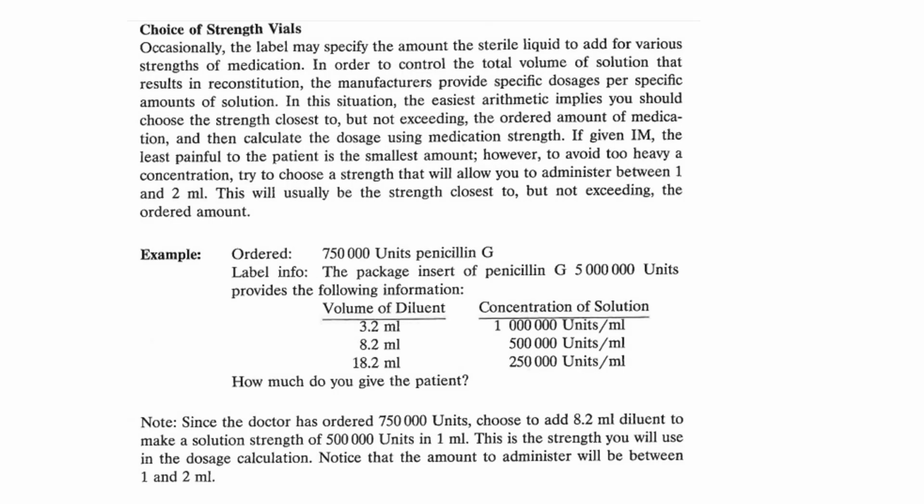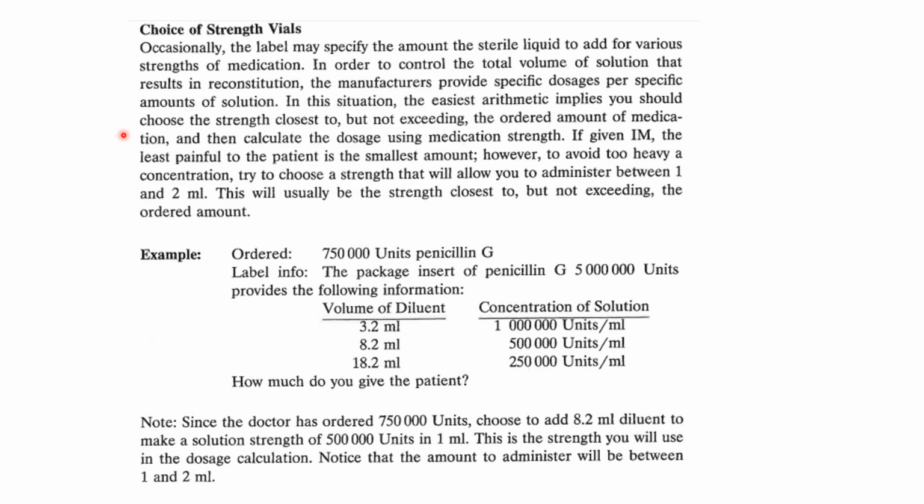There's another situation where you will have a number of vials in your storage cabinet, and you get to choose which one you use. Occasionally the label may specify the amount of sterile liquid to be added for various strengths of medication. In order to control the total volume of the solution that results when you reconstitute it this way, the manufacturer provides specific doses and specific amounts of solution. In this situation, the easiest arithmetic implies that you should choose the dose closest to, but not exceeding, the ordered amount of medication, and then calculate the dosage using medication strength.